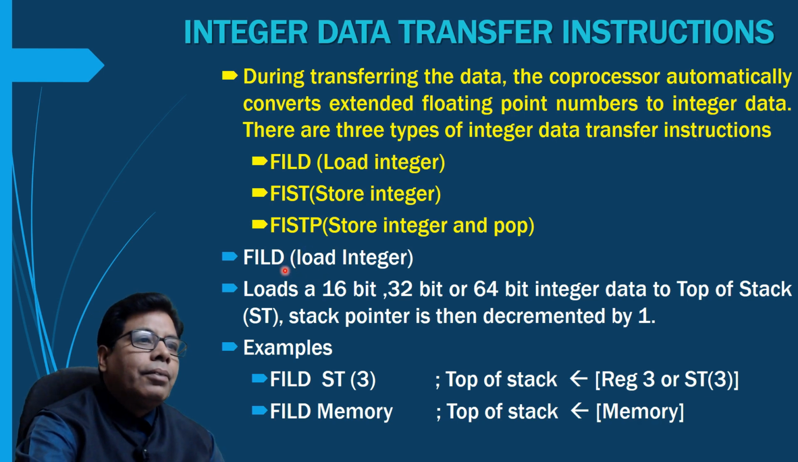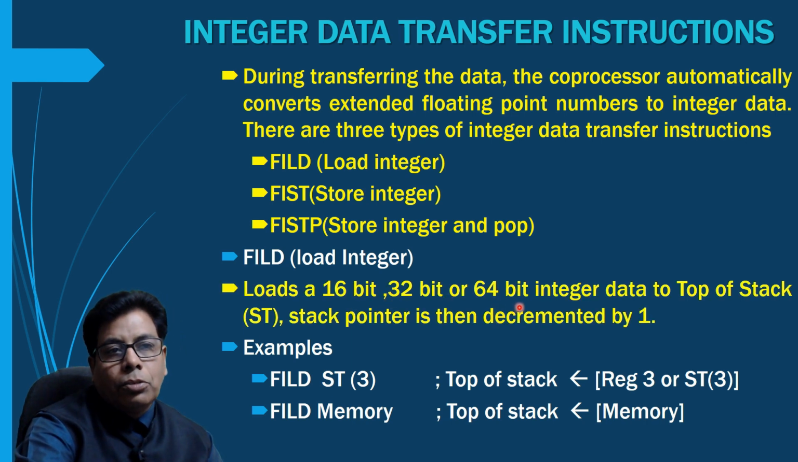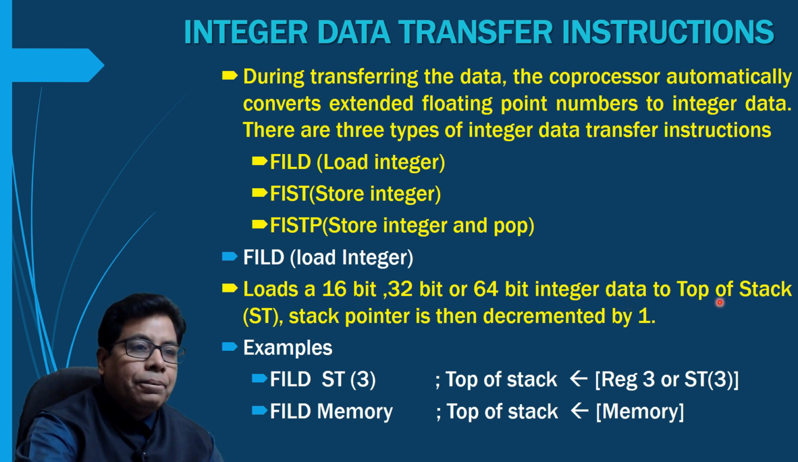Then let us see the FILD instruction. It is load integer, which loads a 16-bit, 32-bit or 64-bit integer. These are the three types of integer data. They are loaded to the top of the stack, and the stack pointer is then decremented by 1. So if you take the example FILD ST3, it will load register ST3 to the top of the stack and then decrement the stack pointer by 1. Once the stack pointer is decremented, the top of the stack will change. The next top of the stack will be the next register.